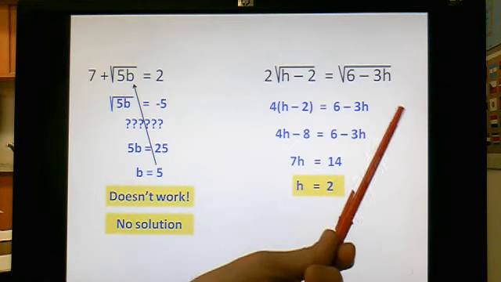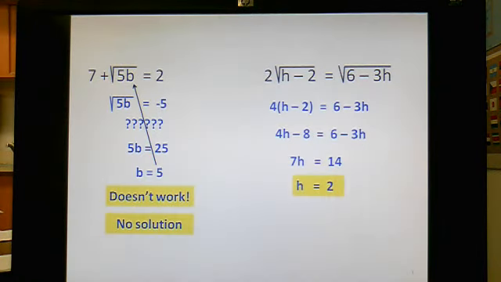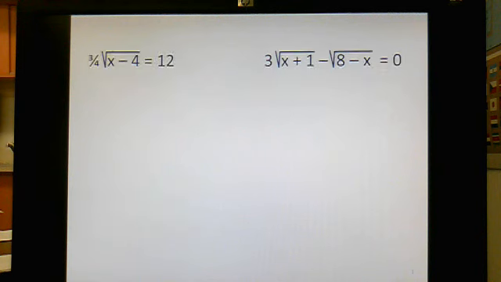We better get the same thing over here. Plug in 2. 2 times 3 is 6. 6 minus 6 is 0. So you do get the square root of 0 on both sides. So it is a valid solution on there.